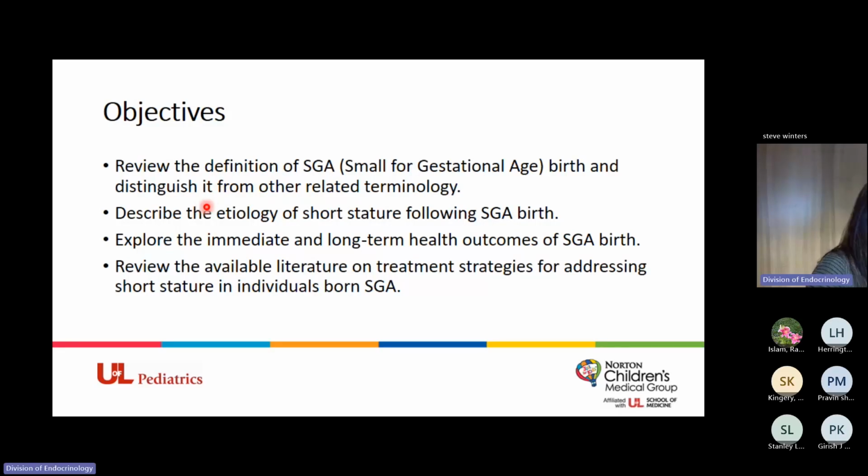We'll talk about the etiology of short stature after SGA birth. Then we'll discuss the different short-term and long-term health outcomes of SGA birth. And then at the end, we'll talk about the recent guidelines and the available literature about treatment strategies for the management of short stature in patients that are born SGA.